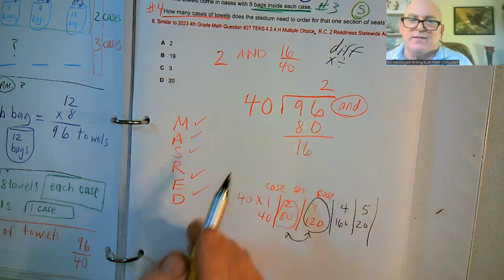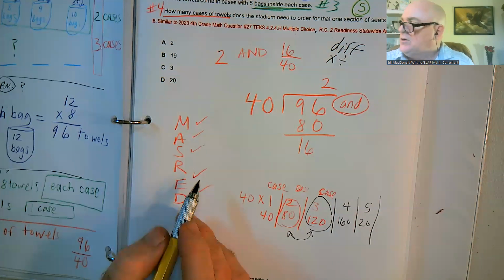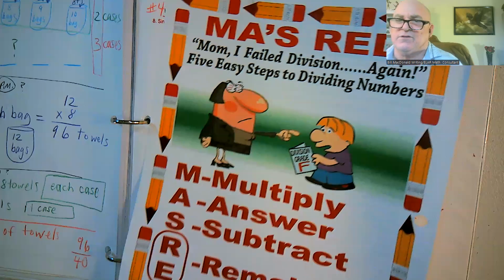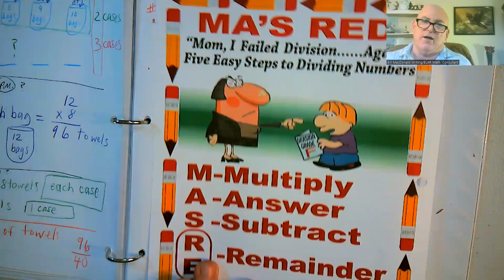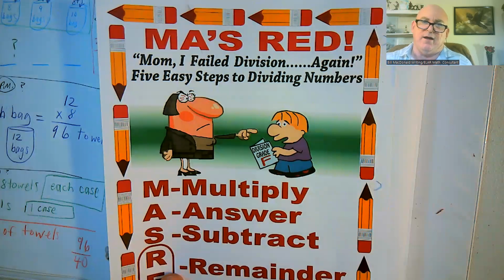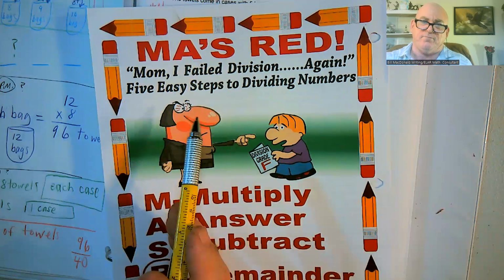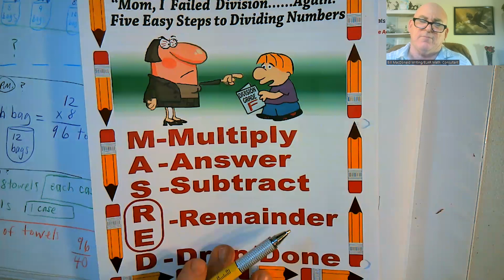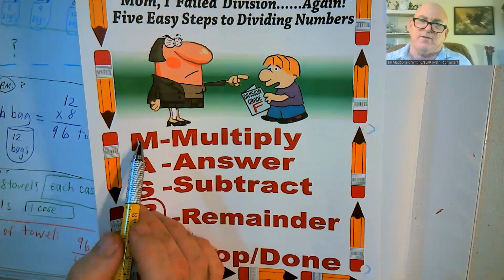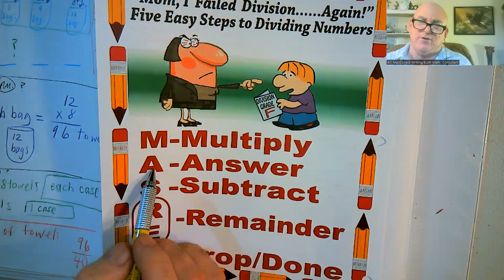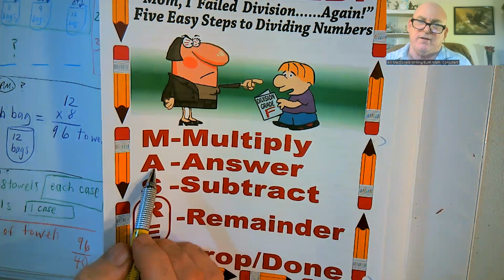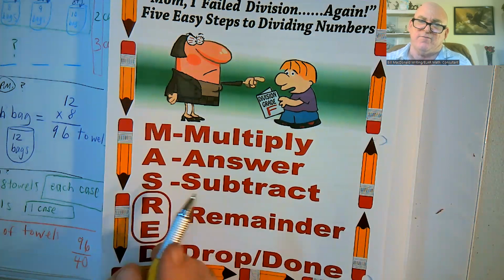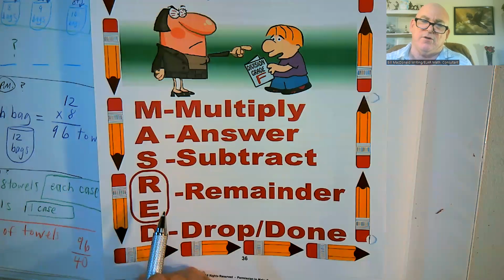And because many of my students really struggled with multiplication and division, when you're having to do a division problem like this, I recommend that you try this activity that I have on page 36 of the posters. I call it Ma's Red. I failed division again, Mom. 5 easy steps to dividing numbers: you multiply something, a factor on the outside, until you get an answer that is equal to or greater than the number inside the box. Once you get it, you'll subtract to find your remainder, and then you'll either drop or you're done.